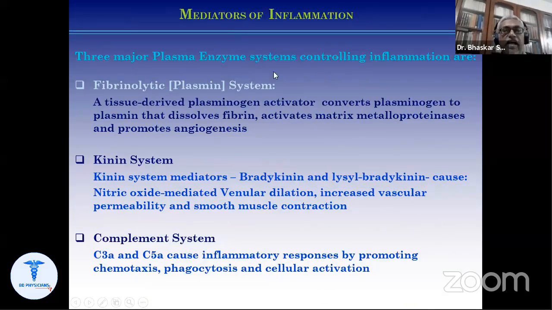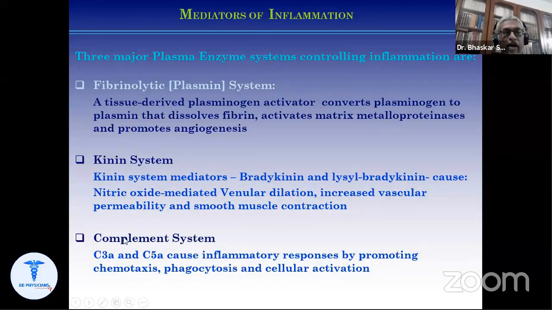Three major plasma enzyme systems control this inflammation. The first is the fibrinolytic or plasmin system. Tissue-derived plasminogen activator converts plasminogen into plasmin, which dissolves fibrin, activates matrix metalloproteinases, and promotes angiogenesis. The second is the kinin system. Its mediators, bradykinin and lysyl-bradykinin, which is a smaller molecule, cause nitric oxide mediated venular dilation, increased vascular permeability, and smooth muscle contraction.